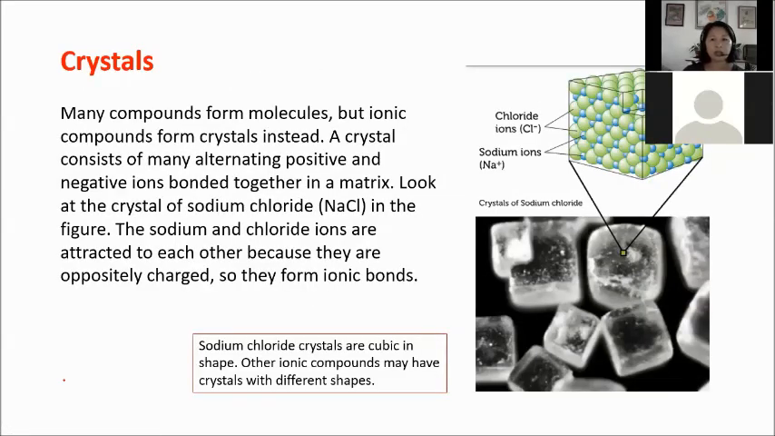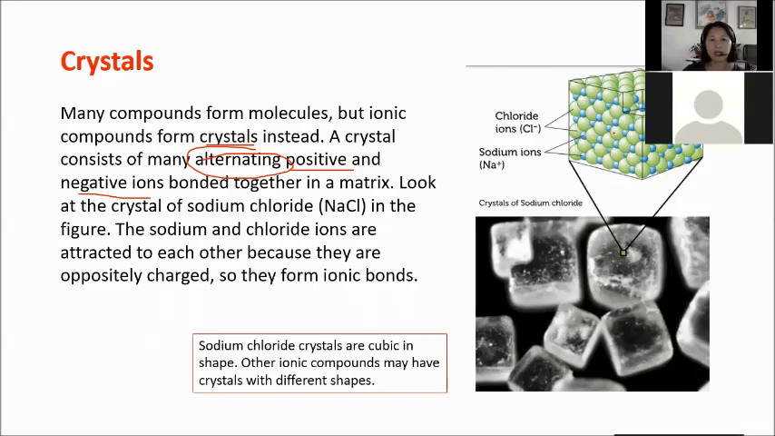Okay, so what about the dark crystals? Many compounds form molecules, but ionic compounds form crystals instead. A crystal consists of many alternating positive and negative ions, take note, alternating, bonded together in a matrix. As in the figure, we have green and blue balls, alternating in arrangement. The larger blue ion is chloride, and the sodium ion is the green one.